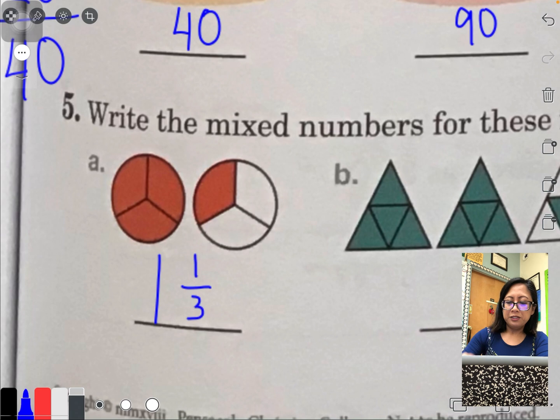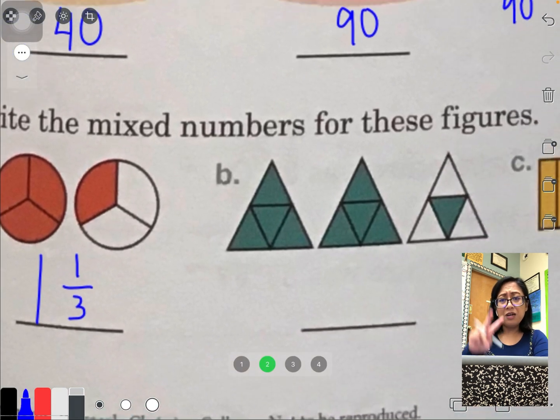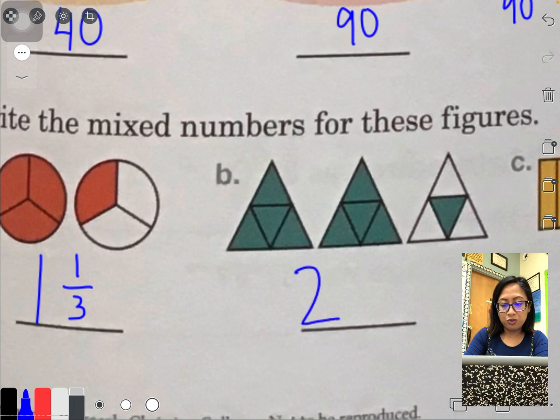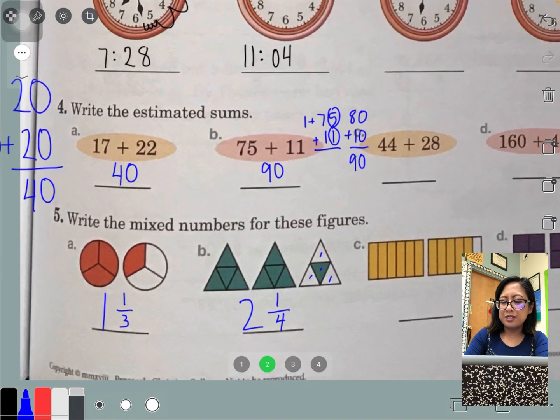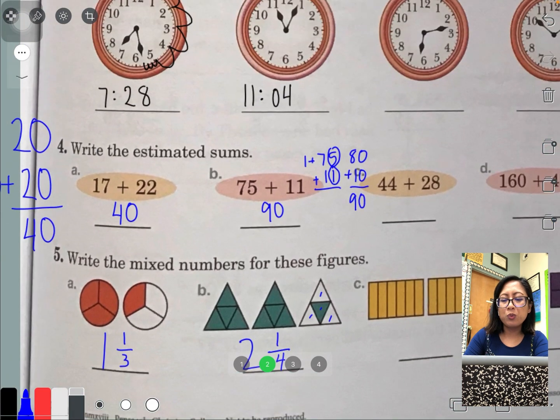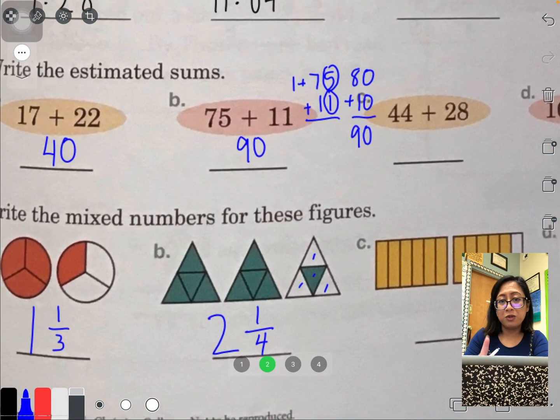For B, excuse me, I've got 2 all colored in, all together. So that's 2. But this third one here, let's see how many parts there are. 1, 2, 3, 4. And how many are shaded in? 1. So it's 2 and 1/4. If you think you can do C and D on your own, go for it. But we will definitely review at our Zoom meeting, so be ready for that.